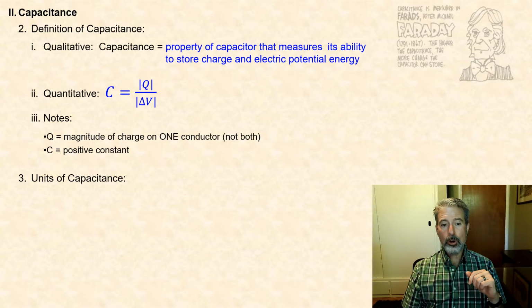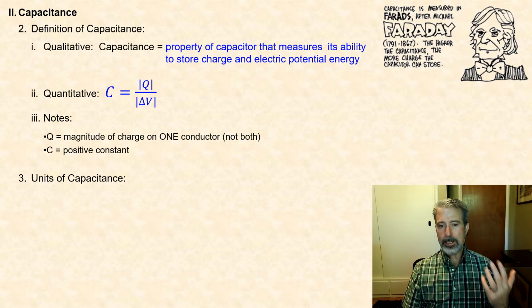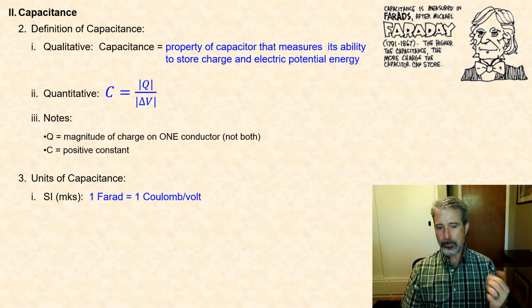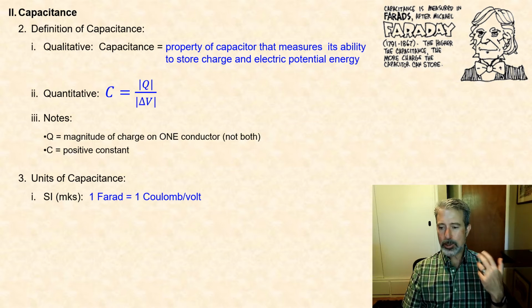So 1 coulomb per volt is our unit, but we give that a name. After the famous British scientist Michael Faraday, we call it a farad. So 1 farad, symbolized with a capital F, is simply 1 coulomb per volt. Now the truth is that a farad is a very large unit for capacitance.